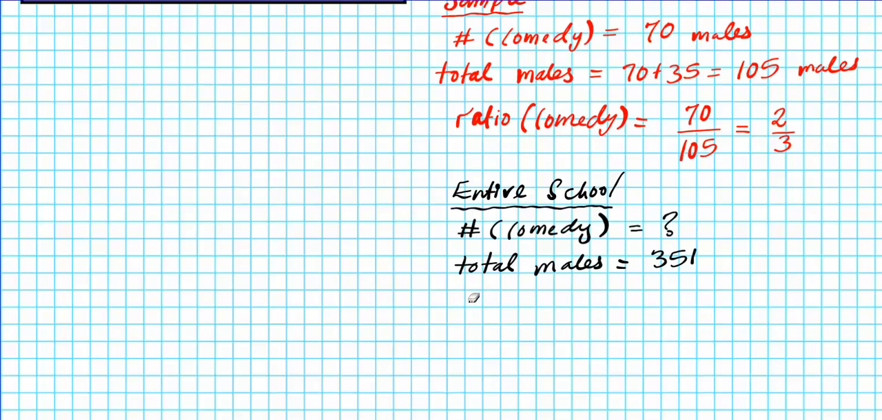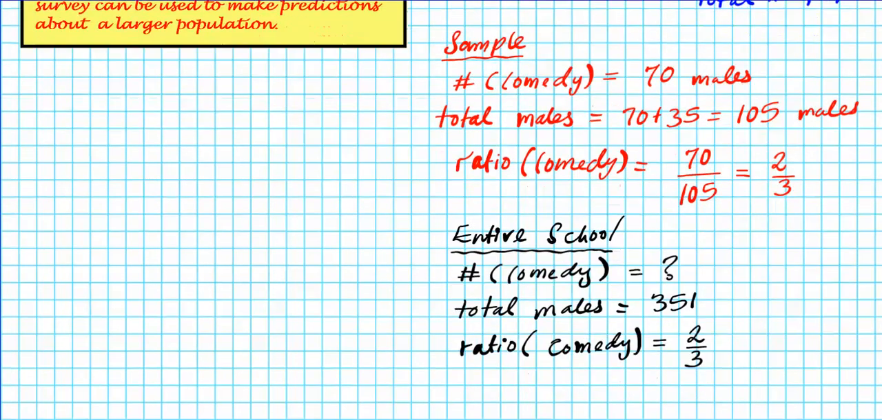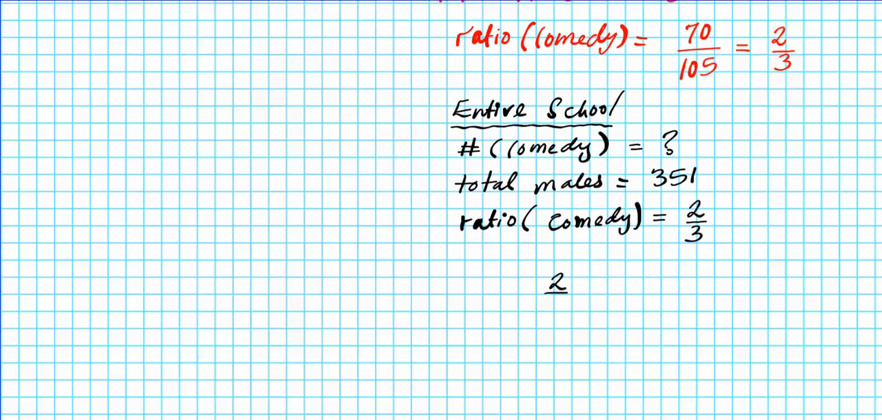So we are just making a prediction here. The prediction is that the ratio of males that will prefer comedy is going to be the same as the sample population, which is 2/3. Okay, so that's what we got here. In the sample population, 2/3 of the males preferred comedy, so we want to make a prediction that 2/3 of the entire male population of the school will prefer comedy. Okay, so using the formula that we have over here, the ratio that prefer comedy is equal to number divided by total population. We're going to have the ratio 2/3 is equal to the number of males that prefer comedy divided by the total number of males in the school.